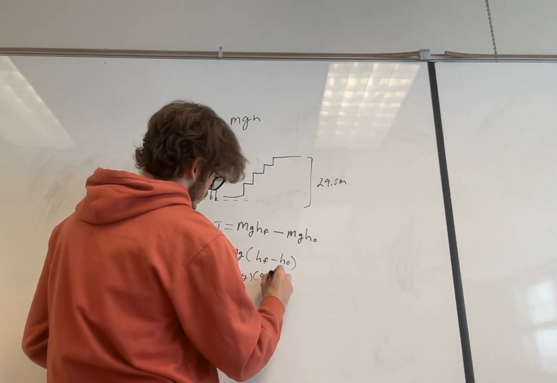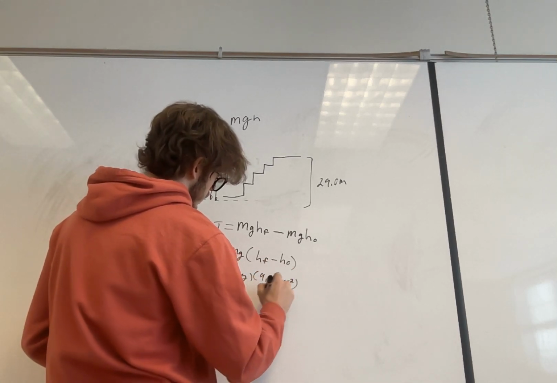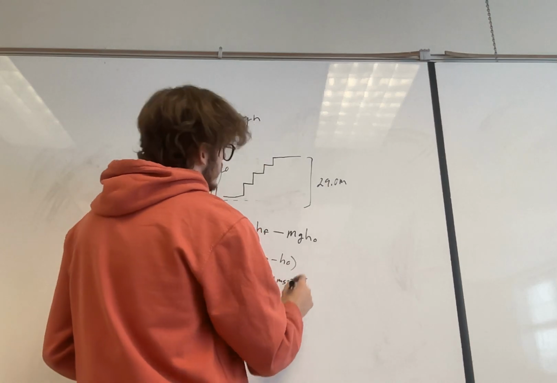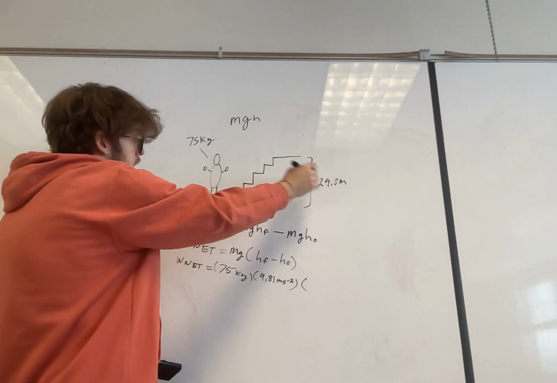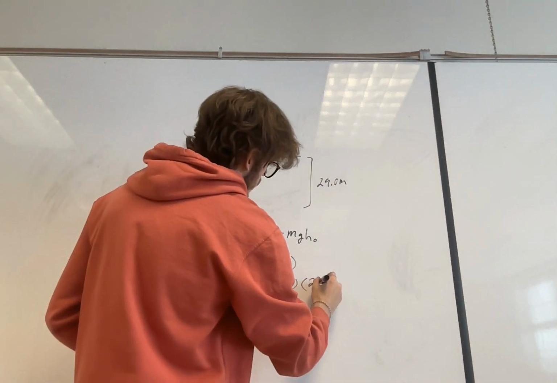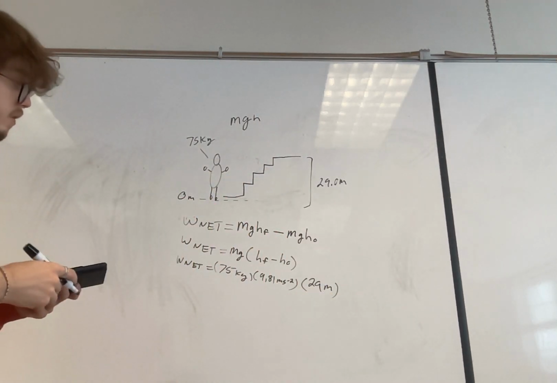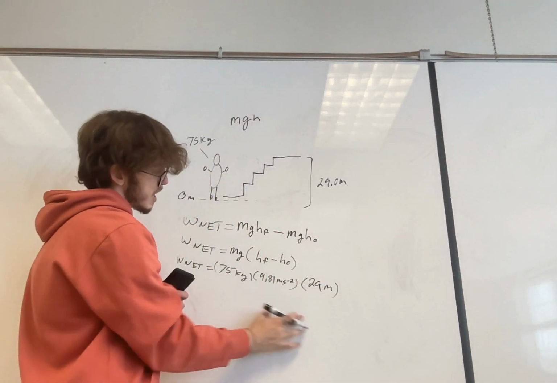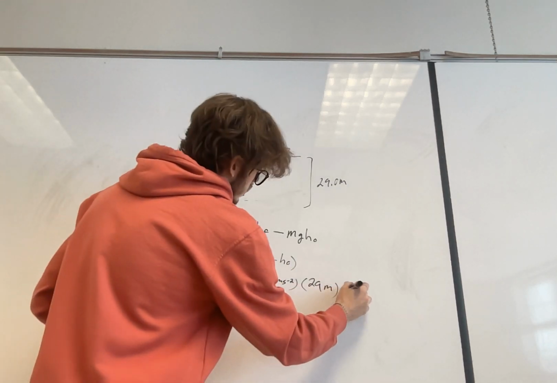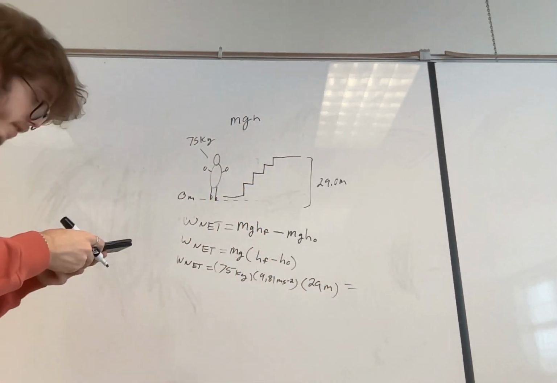75 kgs, there's 9.81 meters per second squared for our gravity. And then the change in height, it's 29 minus 0. That's 29 meters. Okay, now let's plug in for the work net. This is a Newton times a meter. That's going to give us Newton meters. That's how we know we're doing something right.